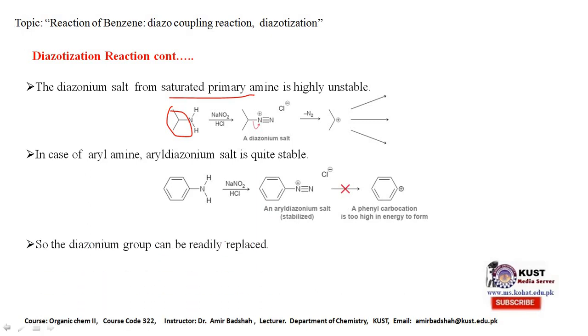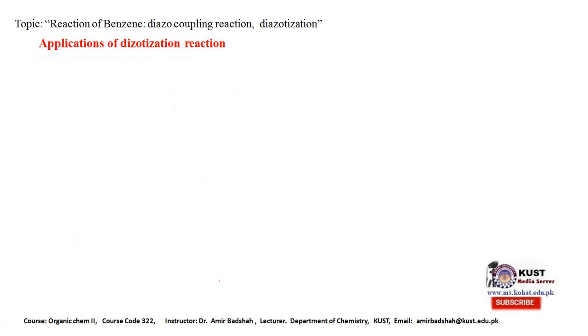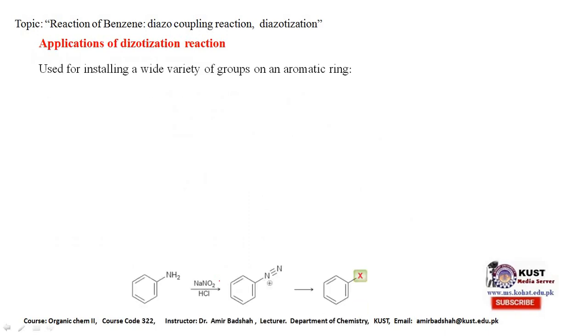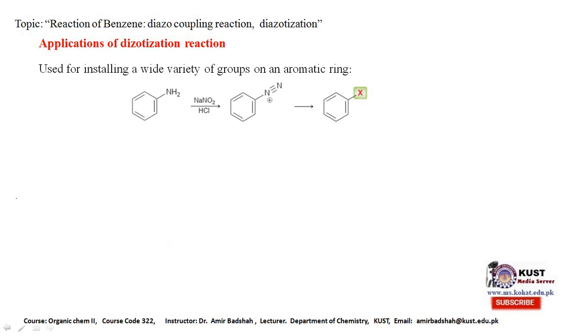This diazonium group can be easily replaced, so it is helpful to install some groups which are difficult to install by other ways. For example, various reactions will be carried out and the other group is installed. First, the NH2 group present on the benzene ring is converted into a diazo group, and this diazo group can be easily removed and substituted by another group, which is not possible by other ways.